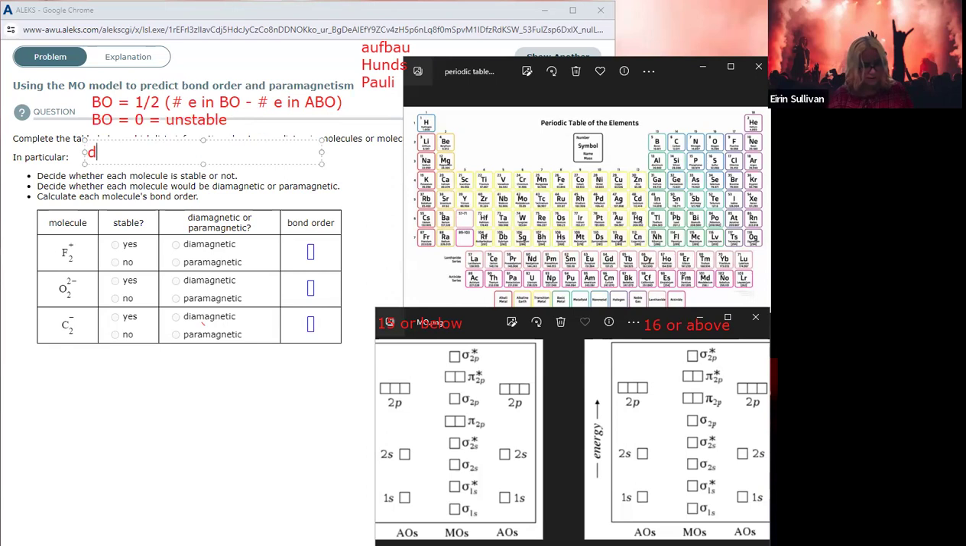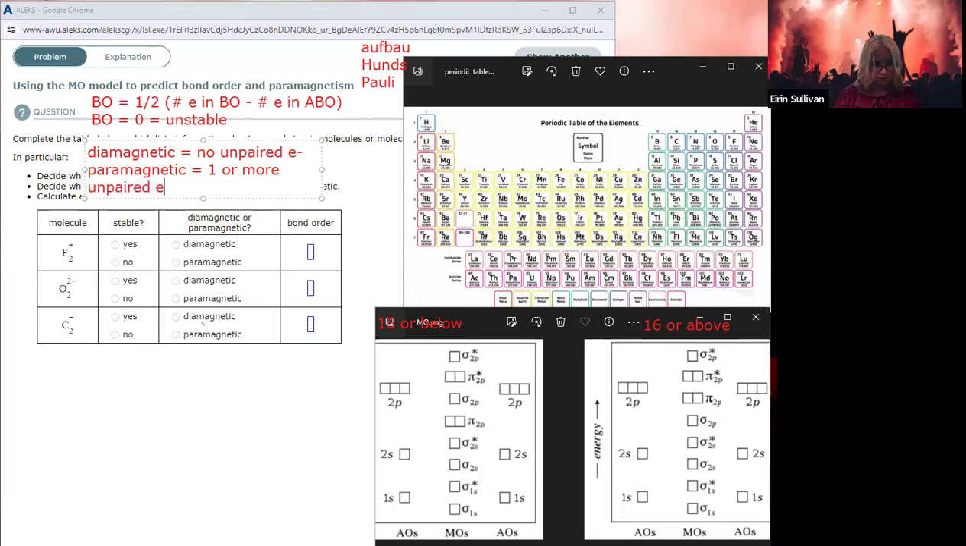Diamagnetic versus paramagnetic. Diamagnetic means there are no unpaired electrons, which means it's repelled by an applied magnetic field. Paramagnetic means one or more unpaired electrons. You can have one, a little bit paramagnetic, more paramagnetic. So if you see any unpaired electrons, it's paramagnetic, so it's attracted to an applied magnetic field. So it's very binary. It's either diamagnetic or paramagnetic, if it's got none versus one or more unpaired electrons.